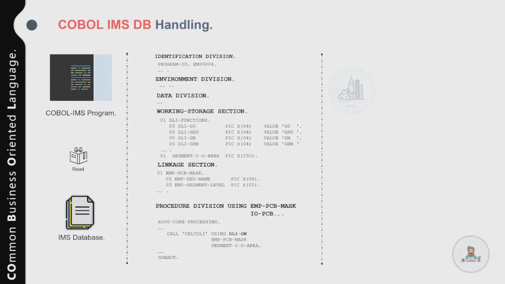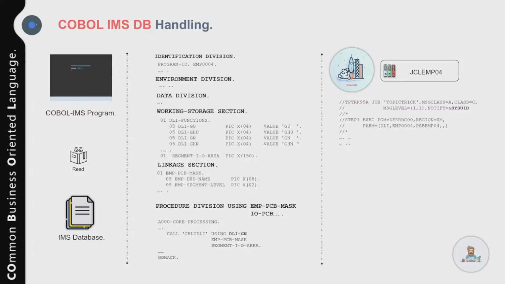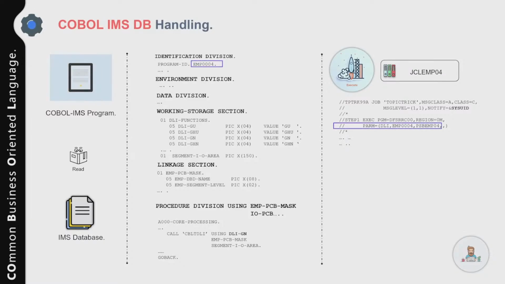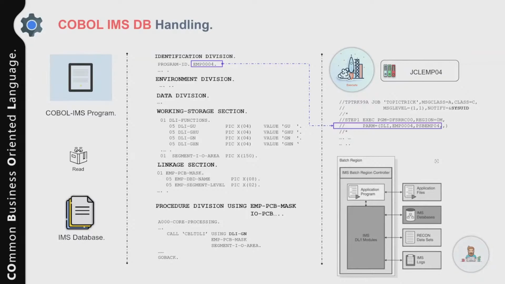And remember, you cannot directly invoke a COBOL IMS program with the help of a JCL because you need an IMS interface. That means your program is invoked under the control of the DLI batch initialization module. Then DLI first loads the appropriate control blocks and modules, then loads your application program, and finally it transfers control to your application program.